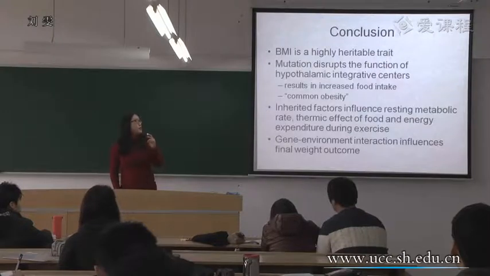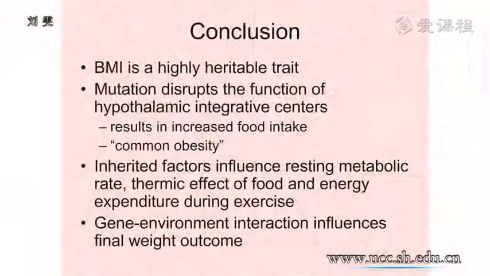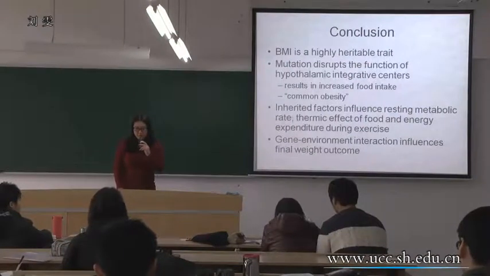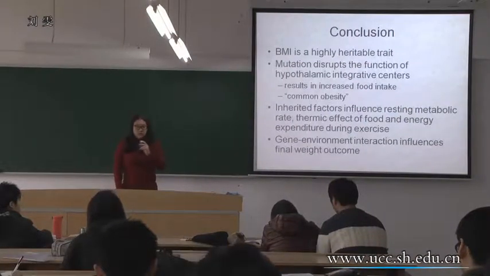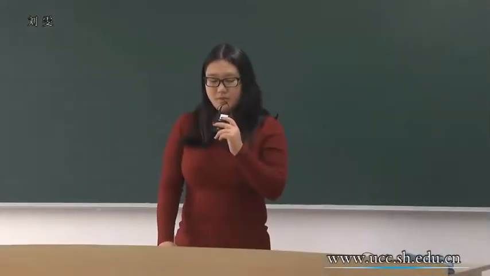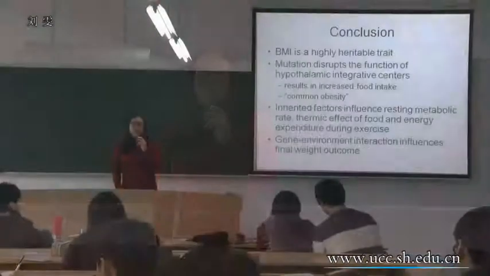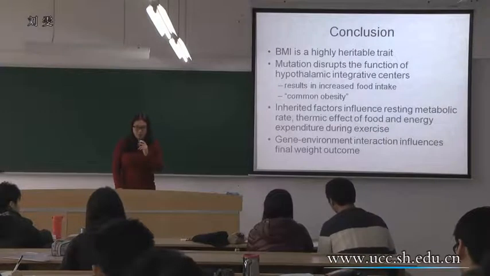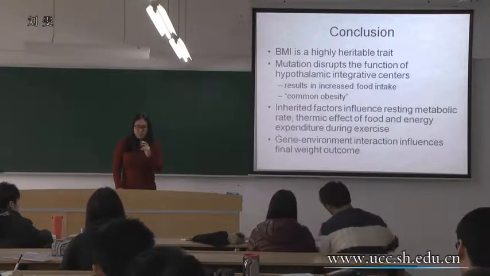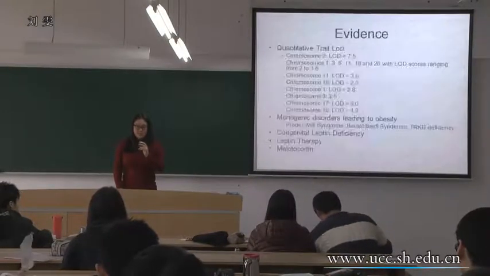And the conclusion is that BMI is a highly heritable trait. The mutation disrupts the function of our hypothalamic integrative centers, so it causes us to become hungrier. That's what causes common obesity. And our inherited factors influence our resting metabolic rate, thermic effect of food and energy expenditure during exercise. But the most important is the gene-environment interaction, which influences our final weight outcome.